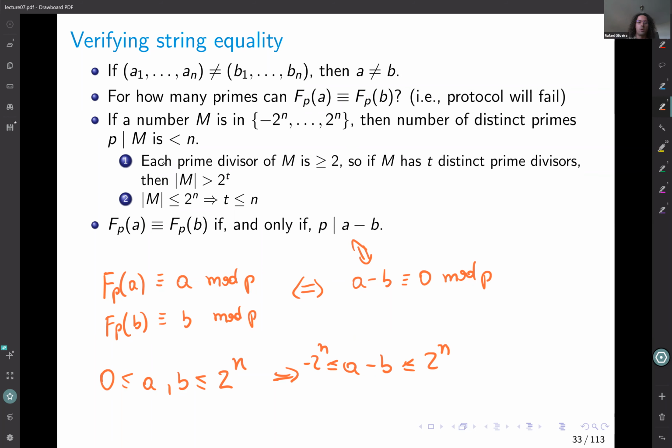So in particular, we know that at most n primes divide A minus B. Correct? Okay. Yeah.